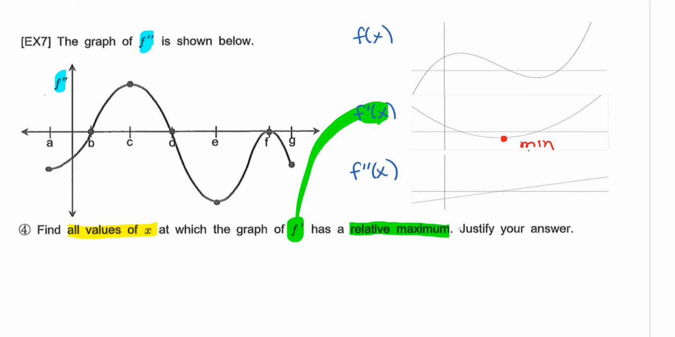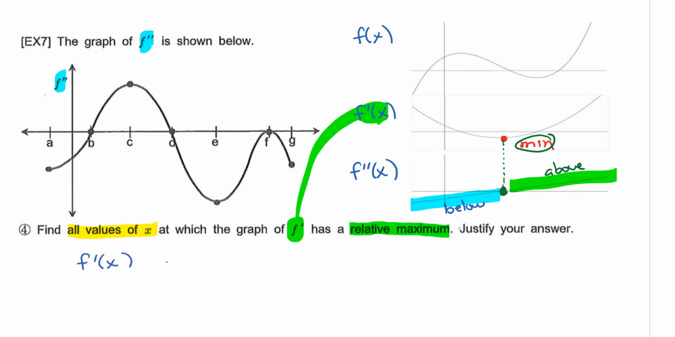So if I have a relative min right here, ask yourself what is happening to the second derivative graph. Well, it seems like the second derivative graph is going from below to above the x-axis. So let's think about that. If f prime of x has a minimum, this implies that the second derivative has to go from below to above the x-axis.